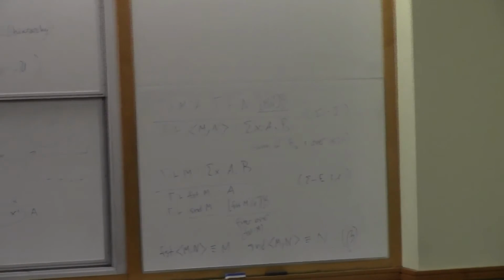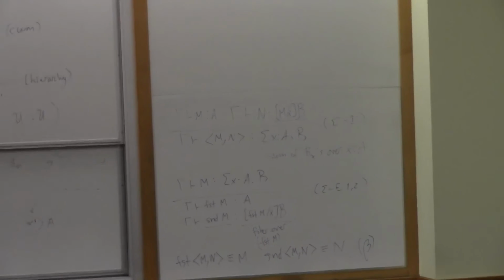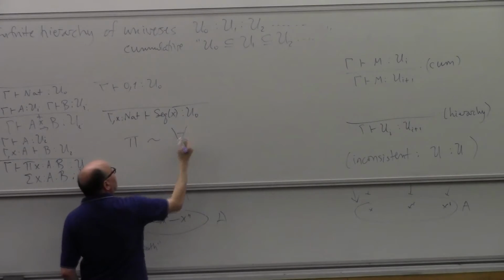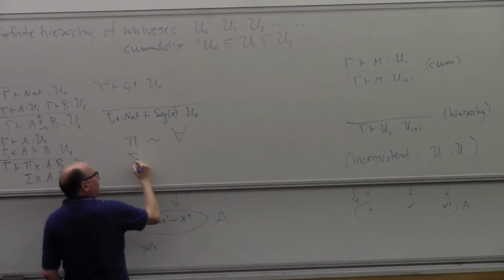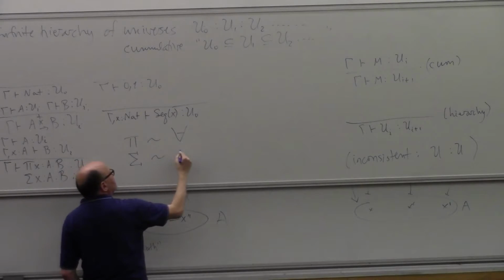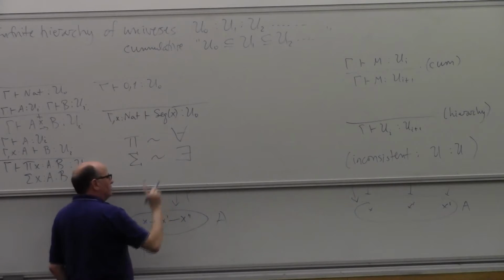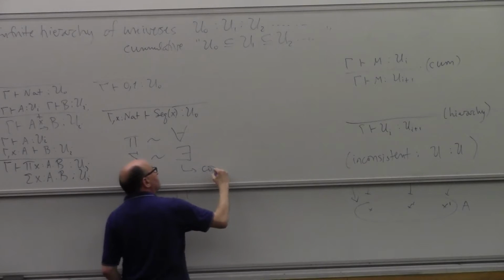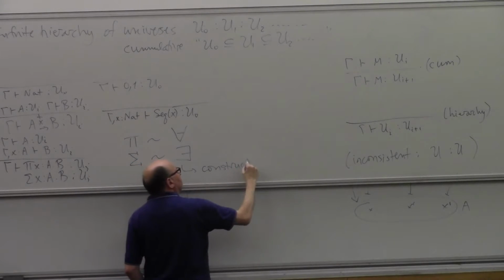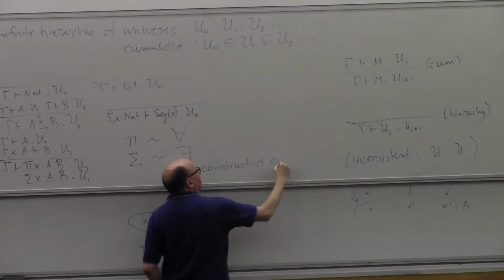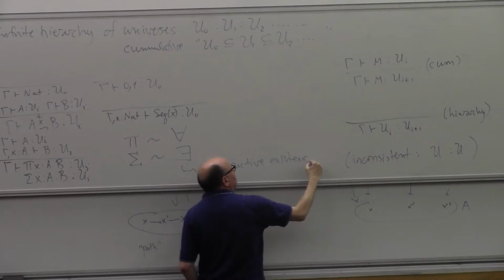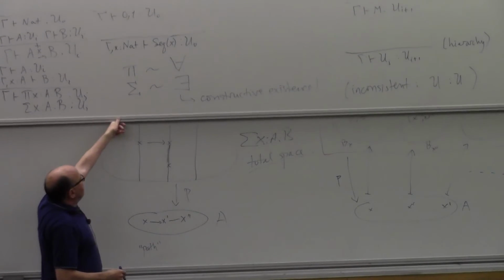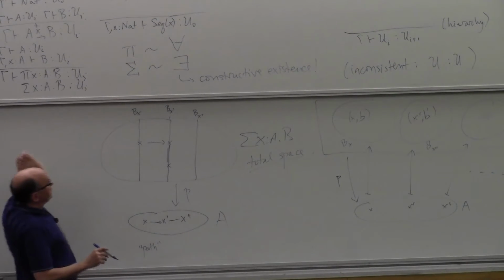Okay. So by propositions-as-types, pi corresponds to for all, and sigma corresponds to exists. Maybe I should put this in quotes or not, I'll just say constructive existence. I will talk about this issue later, I hope, if I have the time. But it's a constructive existential. What do I mean by constructive existential?